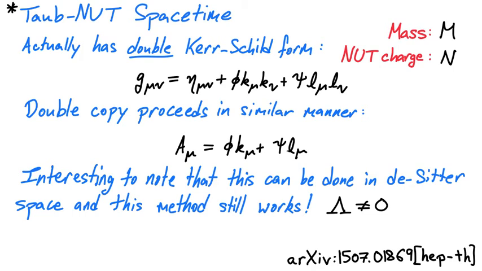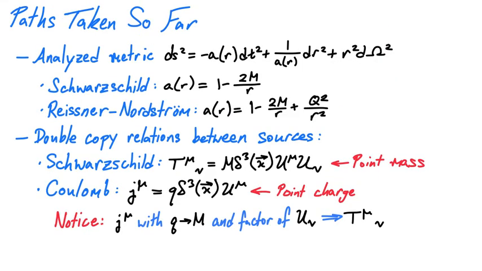In addition to understanding the Taub-NUT solution over the past few weeks, I've also been studying some other things, which are listed here. I began my work by analyzing the metric given by that first line on screen, where A is a function that assumes various forms for different solutions. This metric is important in studies of black hole solutions and their single copy fields. I've also studied double copy relations between sources for black holes and their electromagnetic counterparts.